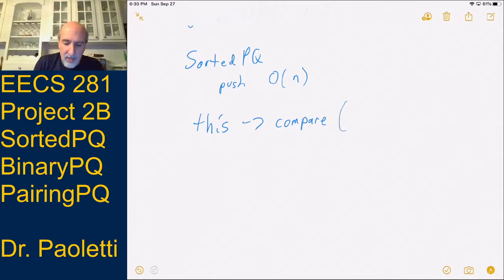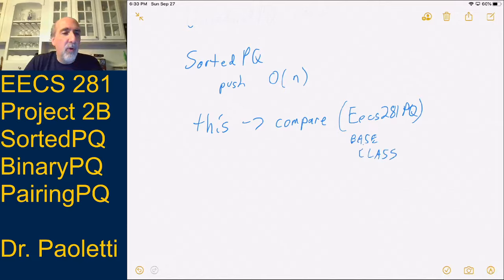Where does that come from? It comes from the EECS 281 PQ, which is our base class. So all of our classes here that we're writing, sorted, binary, pairing, and unordered, which we already wrote for you, they all inherit from this base class. And this base class has a member variable called compare. Now, you would think that because we inherited it from the base class, when we want to use it, we could just say compare, but we can't.